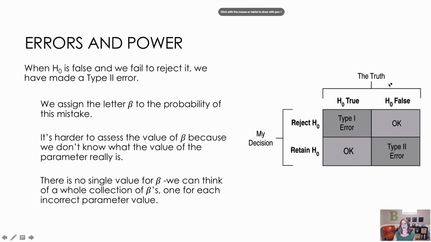Now, when our null hypothesis is actually false, but we fail to reject it or we retain it, that is what's called a type 2 error. And we use beta as the symbol for the probability of a type 2 error. Again, we're not going to get into the calculations of how to compute that. It's harder to assess the value because it's based on the parameter, which we don't always know. So just know that beta is the letter we use here and alpha here.